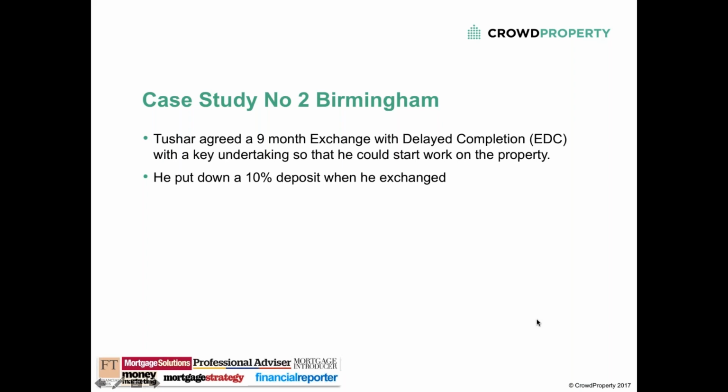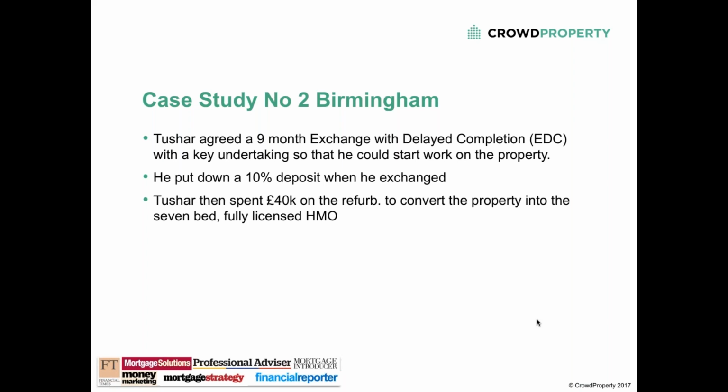He put down his 10% deposit. So instead of putting down 25% to buy it, he only had to put down 10%, so £20,000 or so when he exchanged on the property. And then he spent £40,000 doing the full refurb, converting it into the 7-bed, fully licensed HMO. Once the license was in place, he then tenanted the property, and then we actually helped him complete on the purchase.